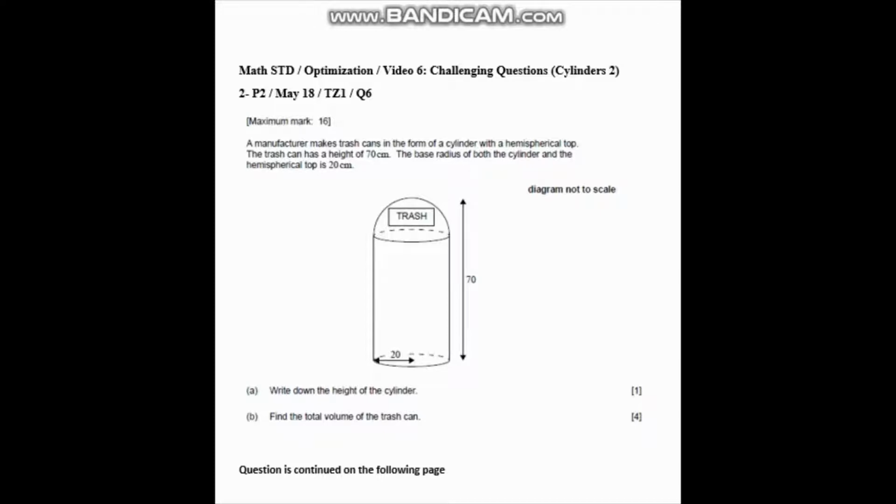So make sure that you understand that this is the radius of the base of the cylinder, and it is the same as the radius of the hemispherical top because they share a common base. So the top base of the cylinder is the same as the base of the hemisphere. It's the same base, so of course it has the same radius. So in A, we are required to write down the height of the cylinder.